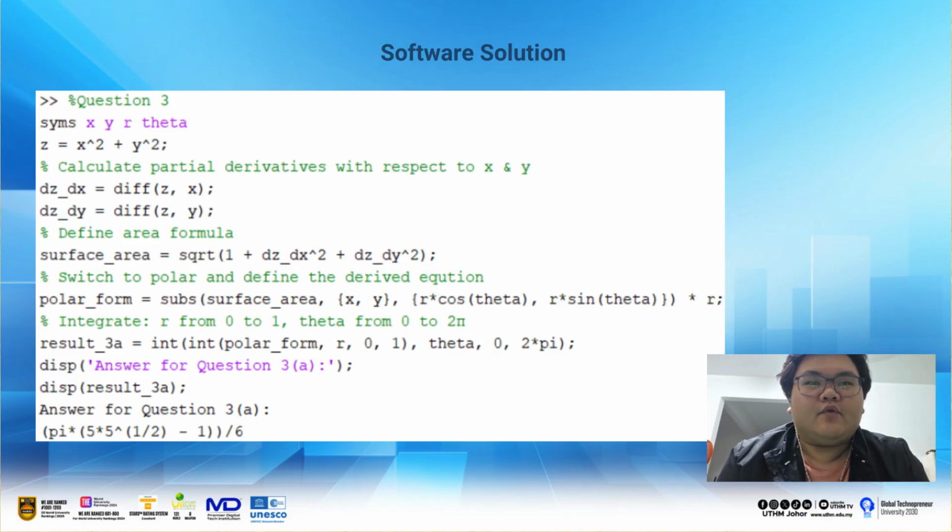And x and y are replaced with r cos theta and r sin theta, and then the whole equation is multiplied by r. After that we do the double integration, and the inner part of the integration is for dr. The lower limit is 0, the upper limit is 1, and the outer part is for theta. The lower limit is 0, the upper limit is 2 pi. And then we display the answer, and it is also the same as the manually calculated answer.